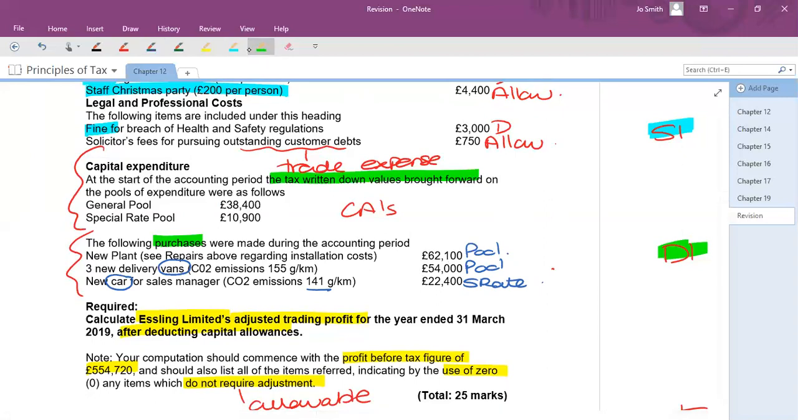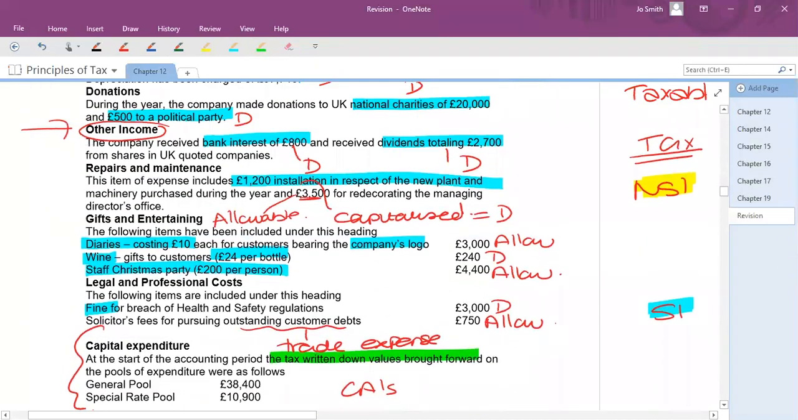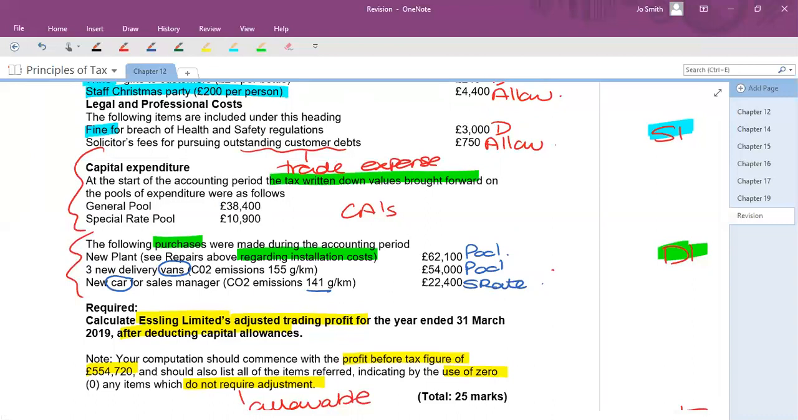Now, one thing you might miss here, it says the new plant, see repairs above regarding the installation costs. Now, if you remember up here, we said these installation costs of 1,200 we disallowed because we capitalised them. So because we disallow them when we do the profit, we need to add those installation costs to the cost of the asset. So we're not claiming it against the profit, but what we can have instead is the capital allowances. So we've got to remember to put that in. So if you disallow any capital up here, remember to give it the capital allowances instead, so they don't lose out completely. So we're going to start with the brought forward figures then.